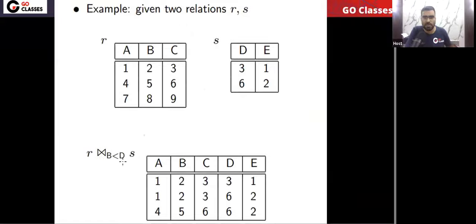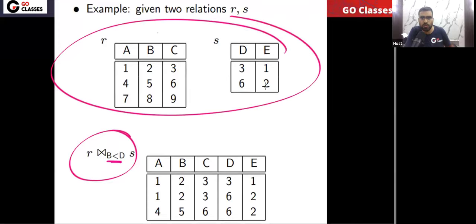Now let's see this example. You can see that we want this query. In this query, you can see the condition is B less than D. Yes or no? So tell me how to evaluate this. Will you do the cross product? Please tell me. In the cross product, there will be 6 tuples. If you do R cross S, 6 tuples will be there. Then you will apply this condition. Don't do that. Do not do that.